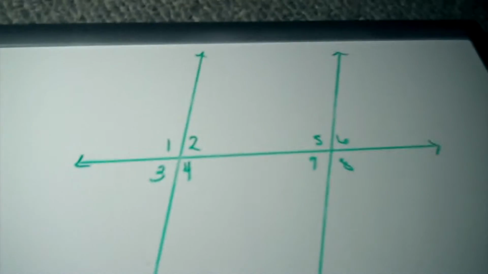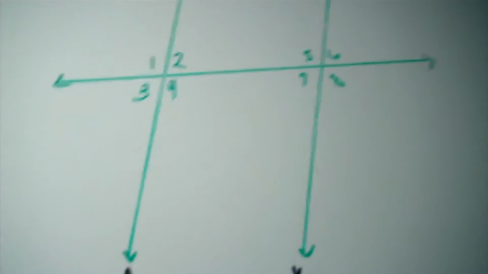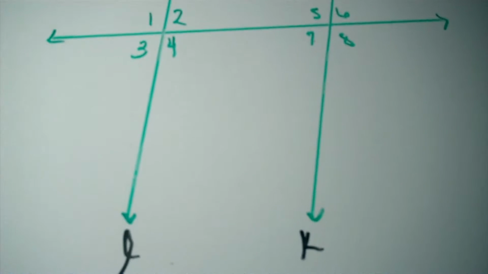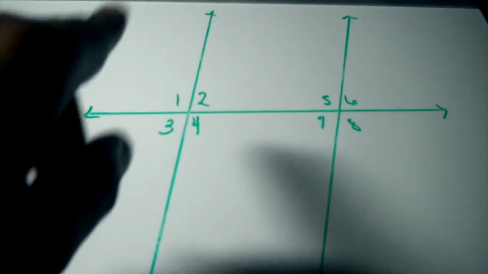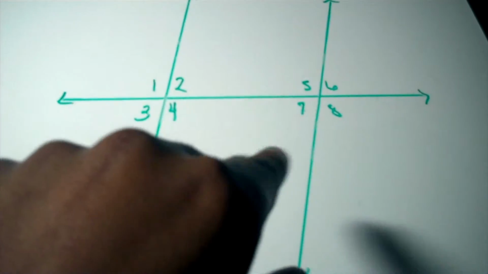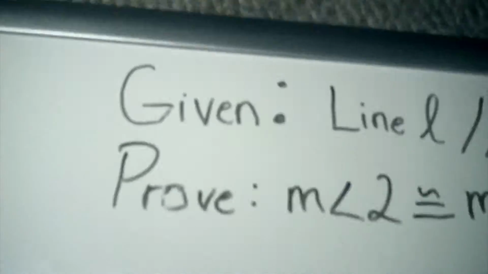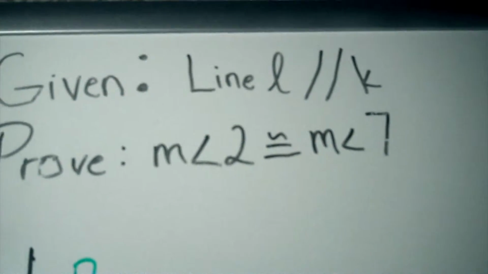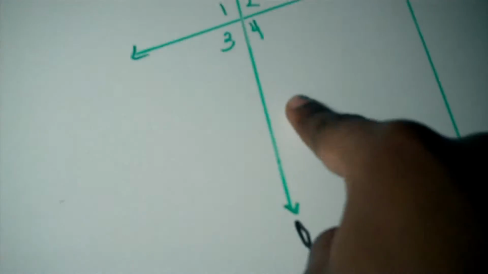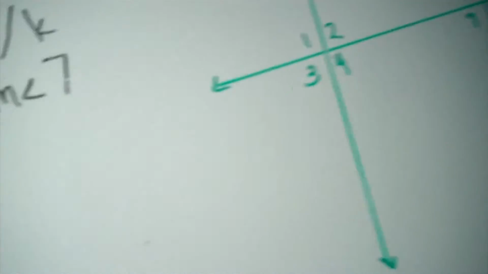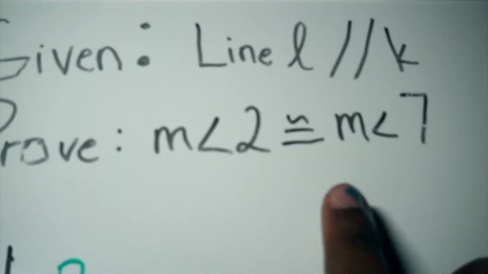So right here we have two parallel lines cut by a transversal line, and these are lines L and K. And then we have angles 1, 2, 3, 4, 5, 6, 7, and 8. So what we have to prove today is, given that line L, this line right here, is parallel to line K, we need to prove that the measure of angle 2 is congruent to the measure of angle 7.